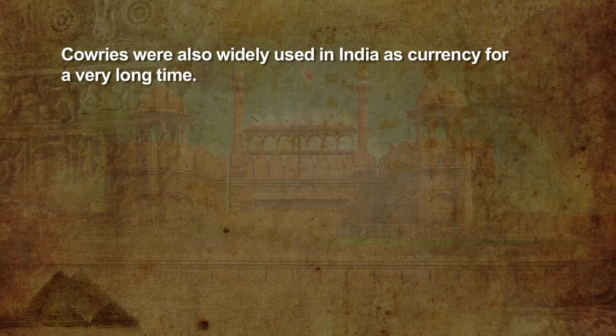Furthermore, we also know how for more than a millennium, seashells, or what we call cowries in our country, from the Maldives went to China and East Africa to be used as a form of currency. Cowries, you might be knowing, were also widely used in India as currency for a very, very long time.